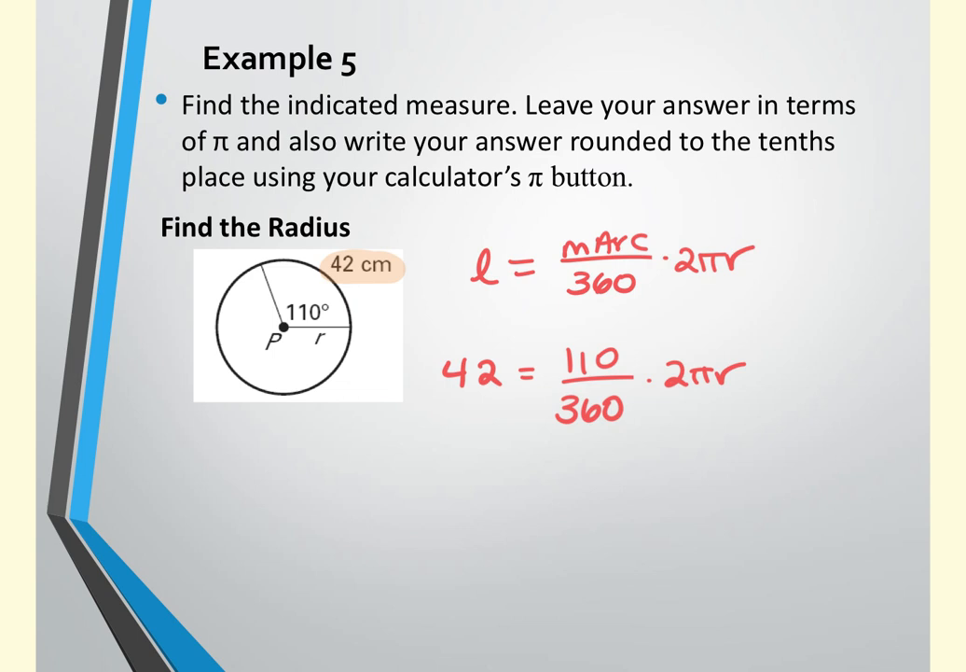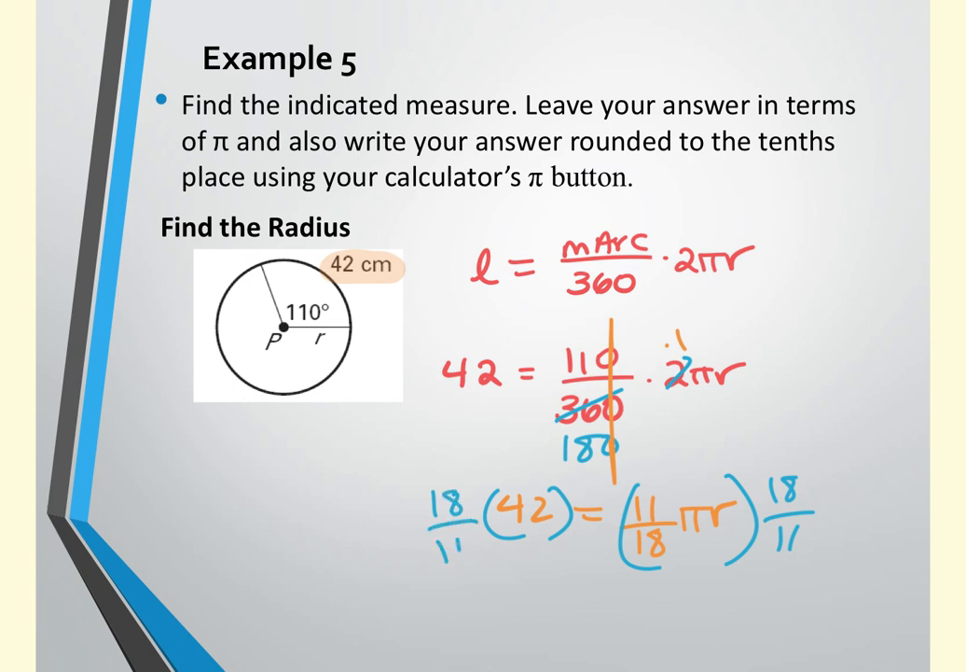You can simplify this or you can start moving things. Because it says keep in terms of pi, I'm going to start by simplifying. I could do 2 into 360, that's 180. I could actually get rid of the zeros, and I'd get 42 equals 11 over 18 times pi r. I could multiply both sides by 18 over 11 to get rid of that part. Or we just use a calculator.